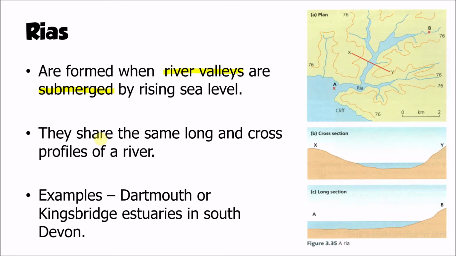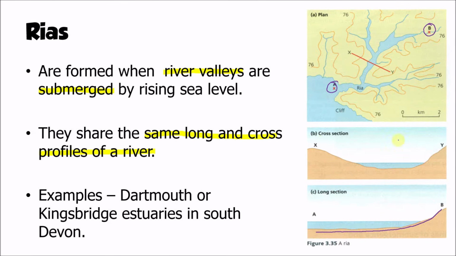So these features, rias, they share the same kind of shape as a normal river valley. They share the same long and cross profiles. So for example, if we think about the long profile of a river, if we went from B here at the upstream end of the river down to A at the mouth of the river, we would notice that initially that long profile drops quite steeply, and then it starts to flatten out as we get towards the sea. That's what we expect to find with a river's long profile.